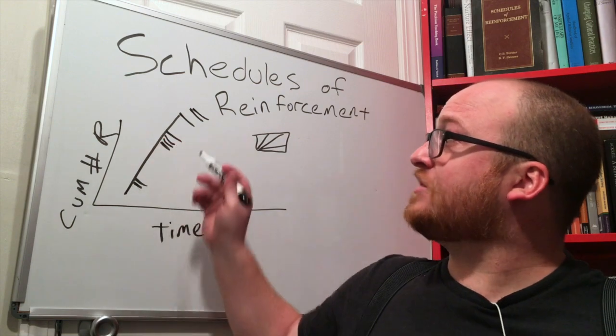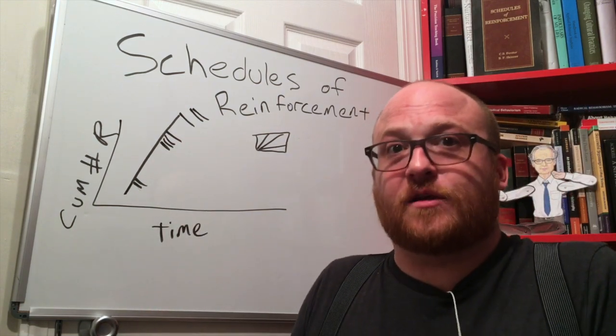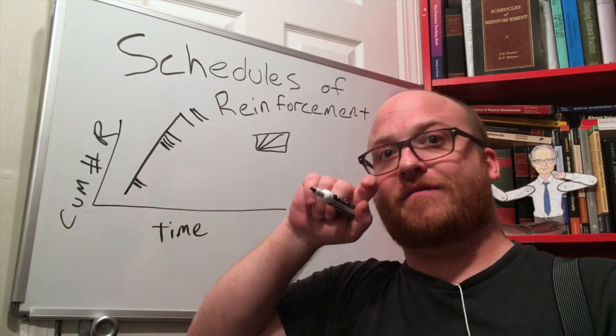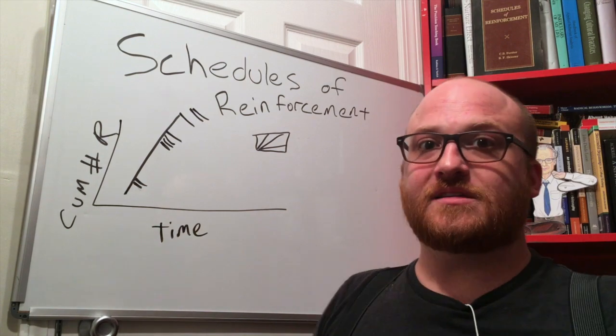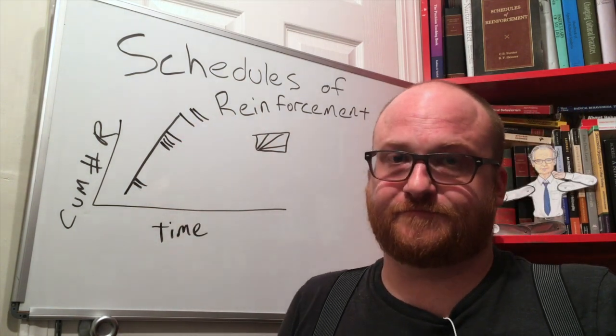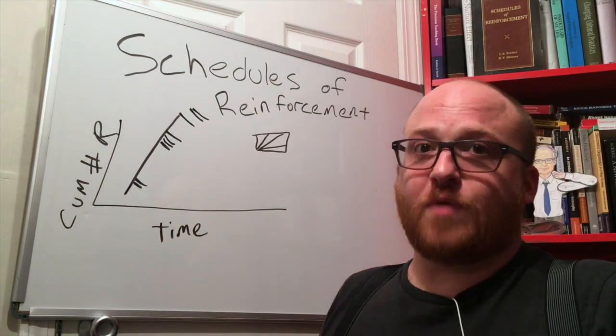So there's nothing to indicate in your learning history that the next one will. With the VR schedule of reinforcement, the next one may be consequated with reinforcement. So you keep going, you keep pulling the lever, keep pulling the lever, keep pulling the lever, and what you get is high rates and consistent reinforcement value over time. And so it's going to look like a straight line on the cumulative record.